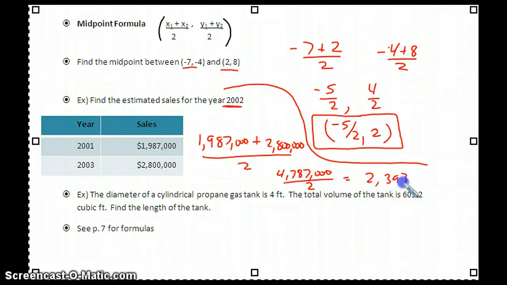$2,393,500. So as I look at this, I'm going to look to see, did my answer that I came up with fall in the middle of these two? Yeah. I noticed that my sales were increasing, so in 2002 I should have a number that is in between the sales for 2001 and 2003.